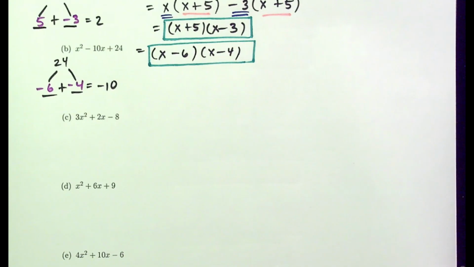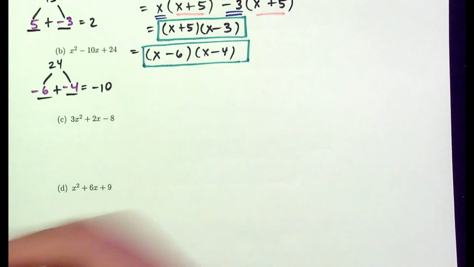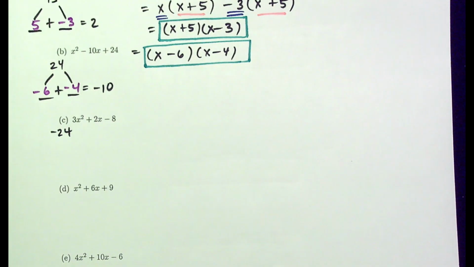Okay, now let's do C. 3x squared plus 2x minus 8. Alright, so multiply 3 times negative 8, that is negative 24. So multiply them and write that down, negative 24.